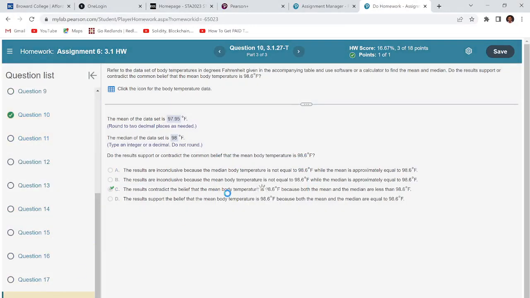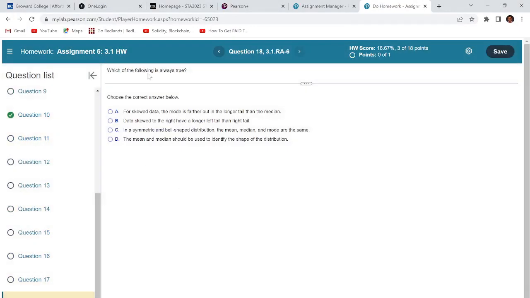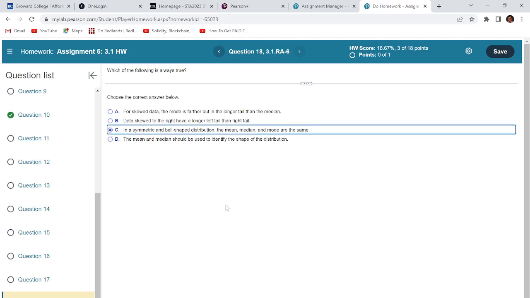Let's say one more. Which of the following is always true? Choose the correct answer below. For skewed data, the mode is rather farther out in the longer tail than the median. Data skewed to the right have a longer left tail than right tail. In a symmetric and bell-shaped distribution, the mean, median, and mode are the same. This is always right. If you have a bell-shaped distribution, a normal distribution, in that case we always have the mean, median, and mode the same.